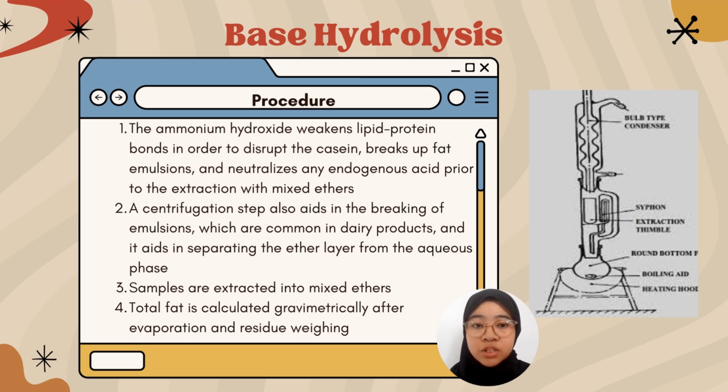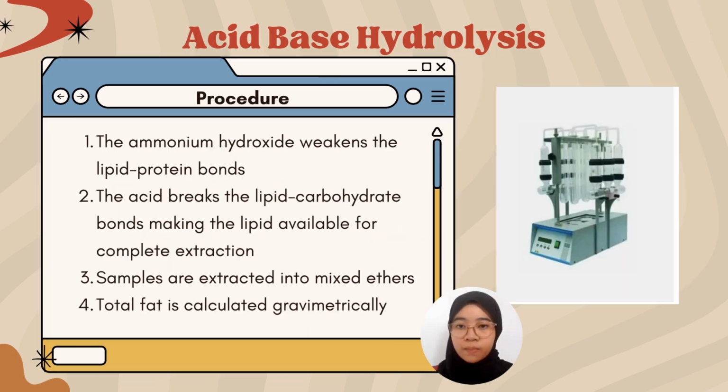Then a centrifugation step also aids the breaking of emulsions, which are common in dairy products, and it aids in separating the ether layer from the aqueous phase. And then the sample is extracted into mixed ethers. The total fat is calculated gravimetrically after the evaporation and the residue is weighed. The picture I provide shows the apparatus that we use for the base hydrolysis method in this experiment.